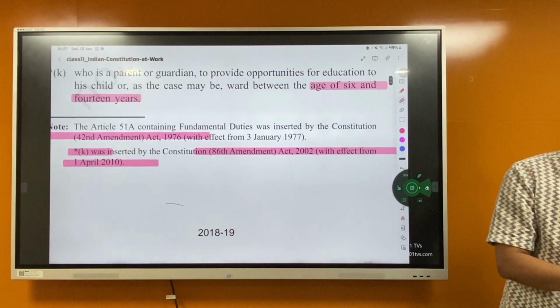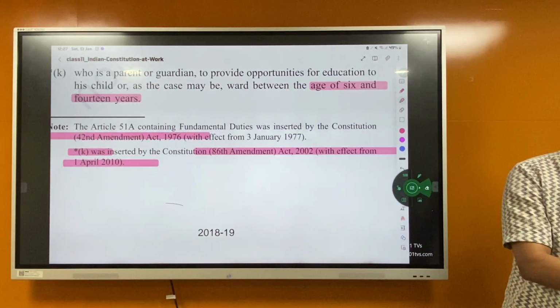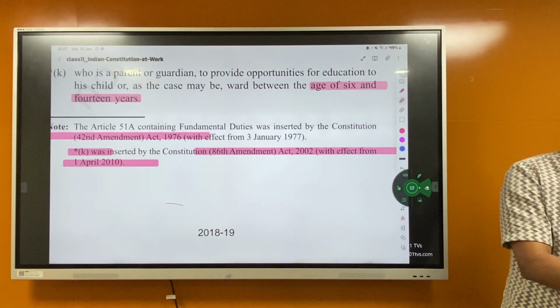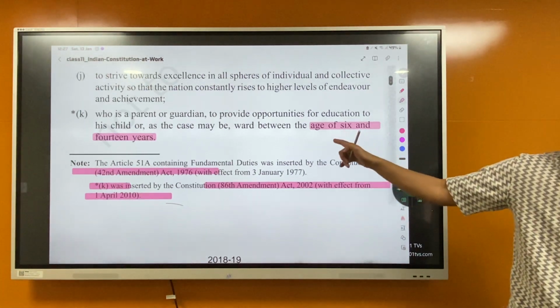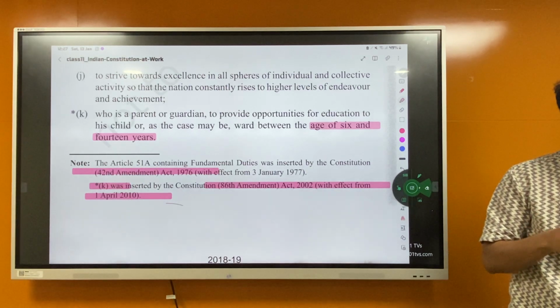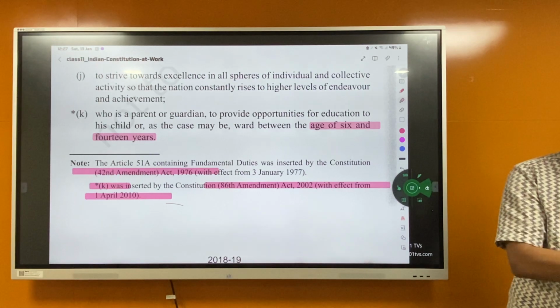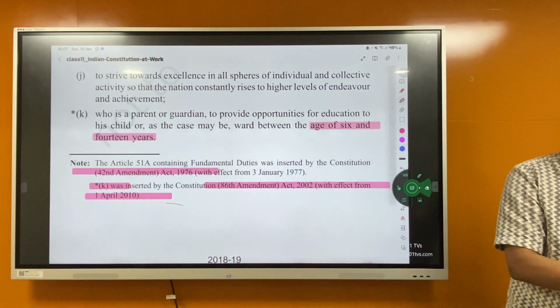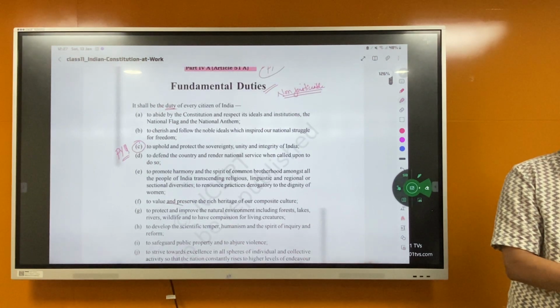Point K was inserted to the Constitution by the 86th Amendment Act 2002, with effect from 1st April 2010. The 86th Amendment Act basically talks about the right to education. So what was point K? Compulsory education, right to education. I'm telling you, we'll find it again in fundamental rights also, in DPSP also, in fundamental duties also. Right to education.